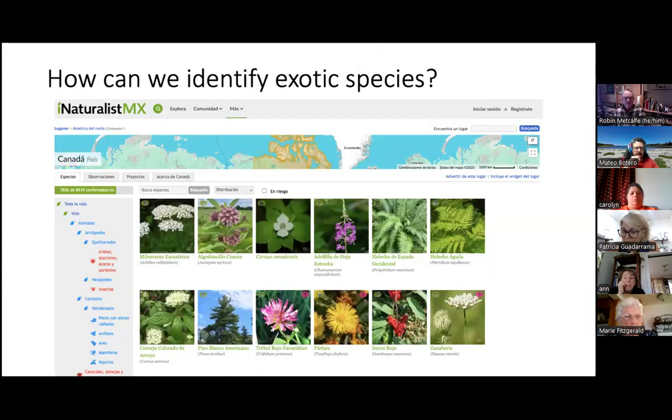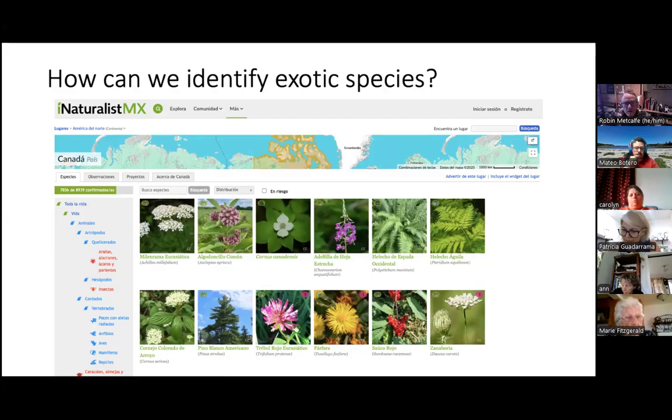How can we identify exotic species? They usually dominate the area quickly. You can see species that occupy more than 50% of the space. You can review these species. If you observe carefully, you can notice they are new in the area.